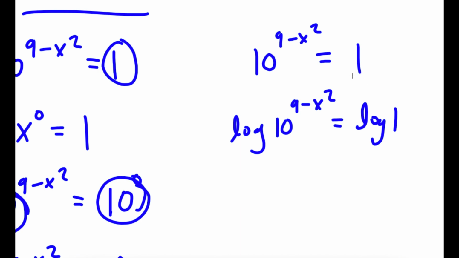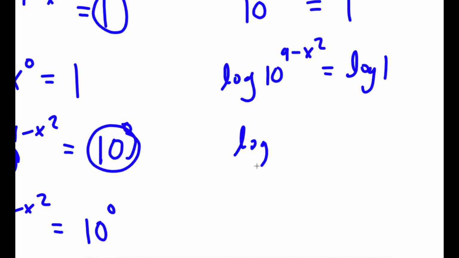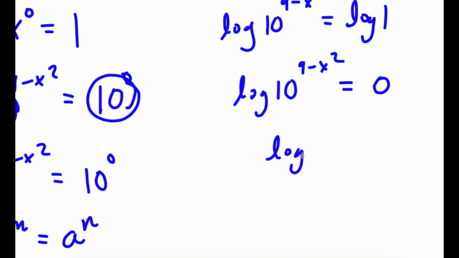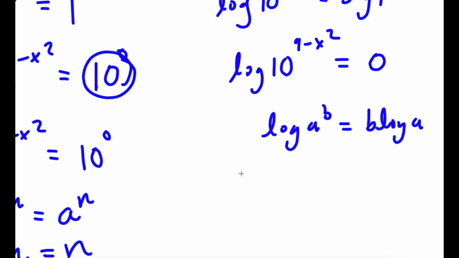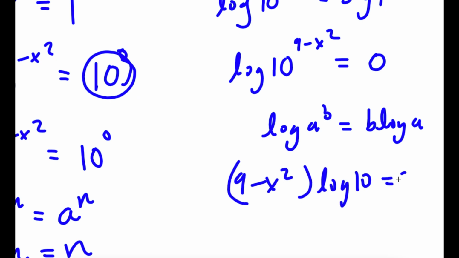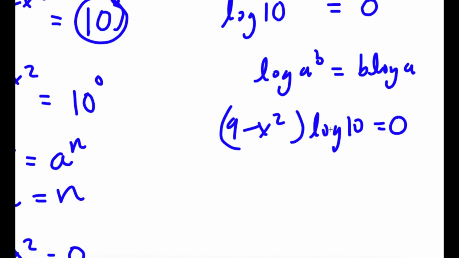So now log of 1, that's 0. So I have log 10 to the power of 9 minus x squared is equal to 0. And if I have something in the form log a to the power of b, it's the same thing as b times log a. So in this case, I have 9 minus x squared times log 10 is equal to 0. Now log 10, this is simply 0. Or sorry, this is simply 1.